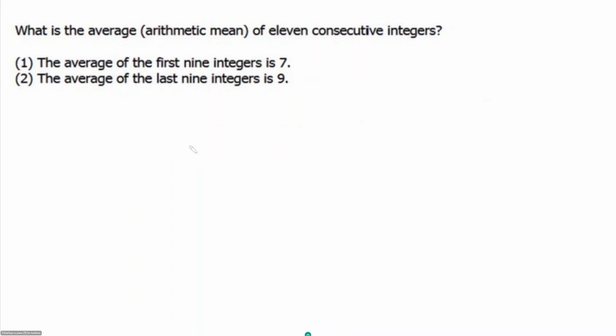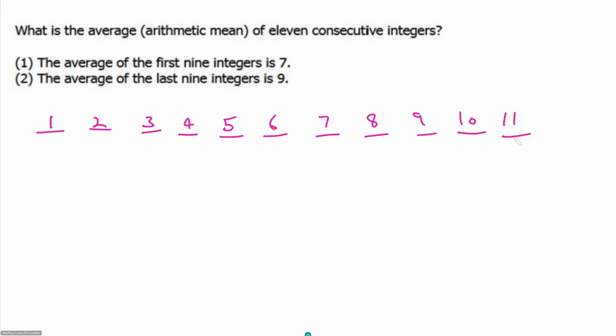What is the average of 11 consecutive integers? So if I have 11 consecutive integers, and we might as well, let's write them all out. So this is not my set necessarily. These are just the terms in each of my set.